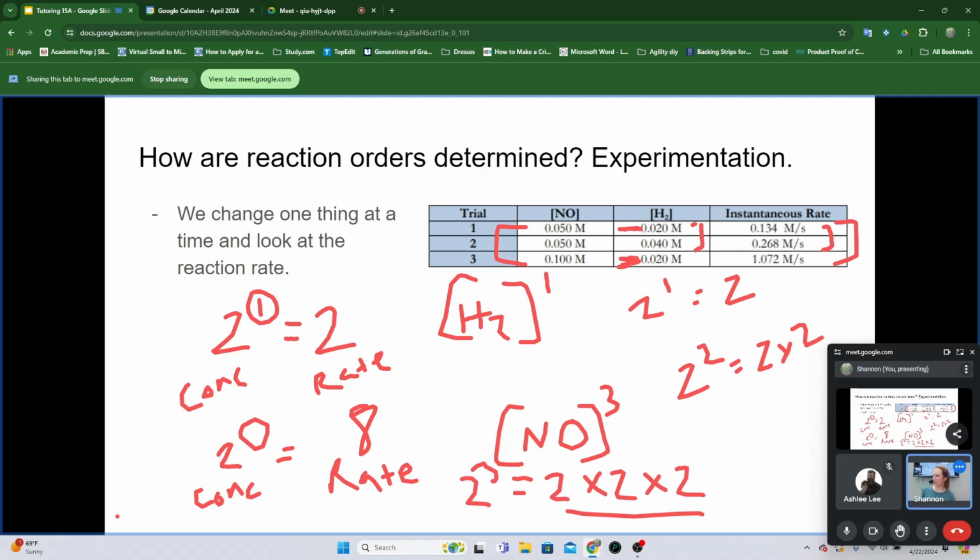All right. So the order of the nitric oxide is 3. What is the overall order of the reaction? 4. Okay.